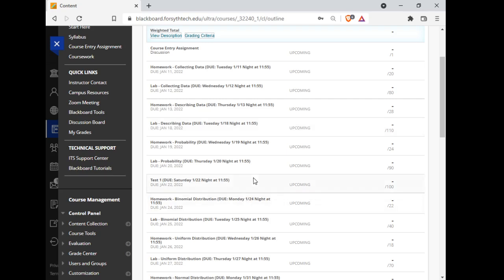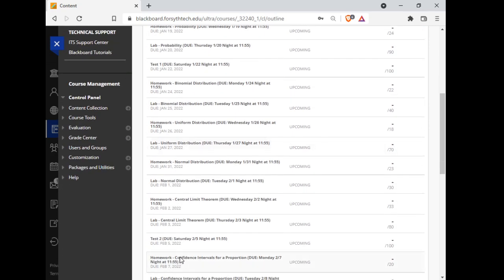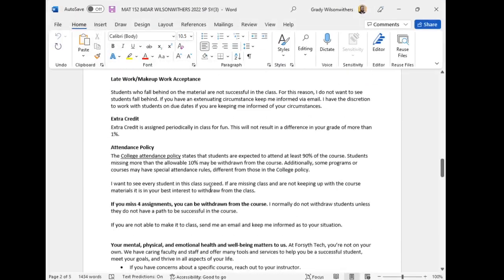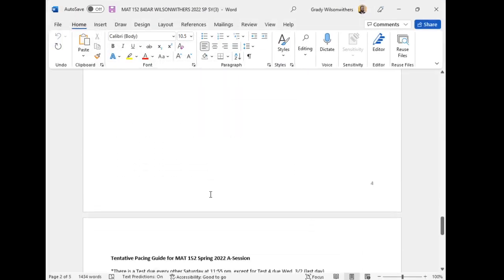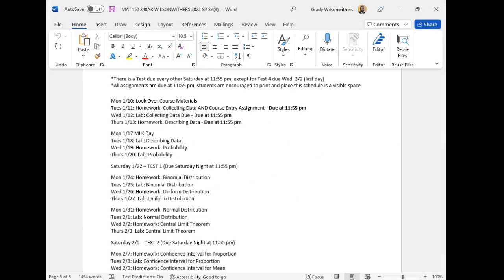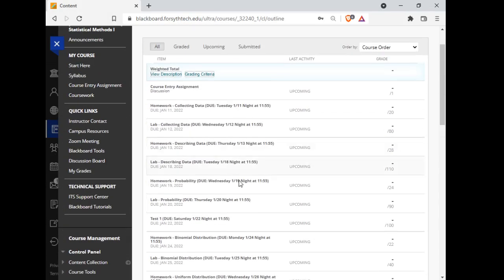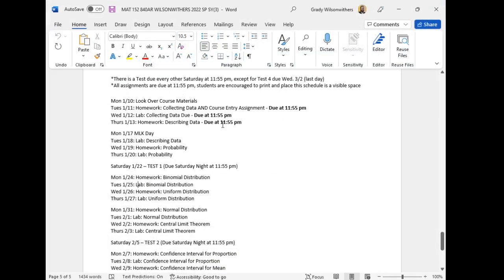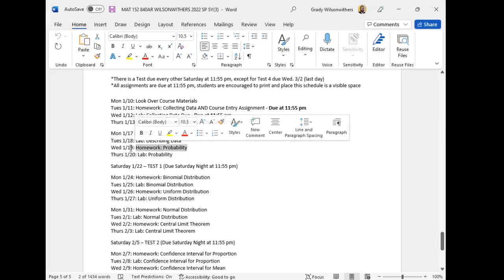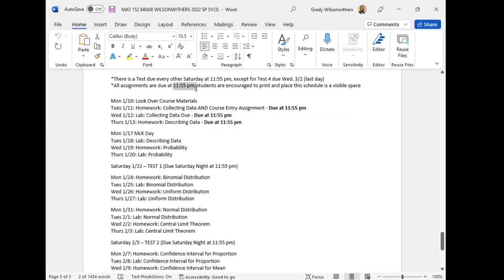Now, this weird quirk, and I wish I could make the people at Blackboard fix this, is that the due dates that are printed here are not always right, and I have no way of changing them, so I would be cautious about going off of them. I would use the pacing guide. Now, looking over it, I don't see any issues. I also didn't stress this. If there's a topic here, like this homework on probability that's due Wednesday 11/19, that is 11:55 p.m. on Wednesday, the 19th. Okay.